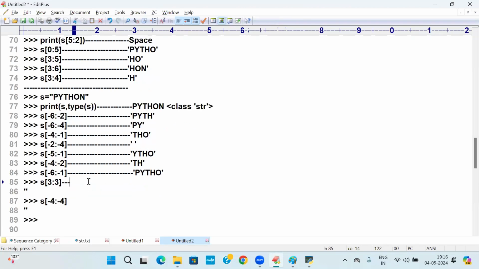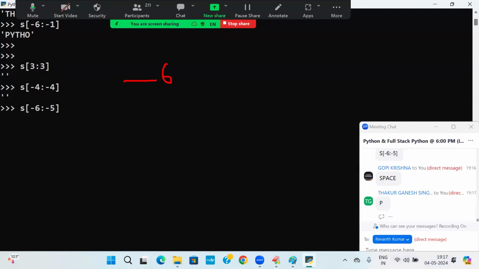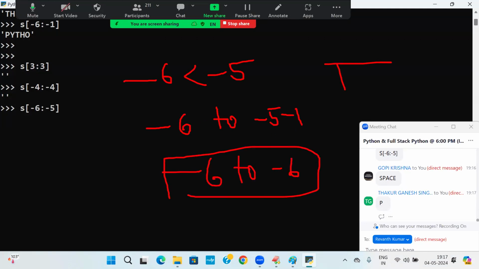So, coming back to the point. Actually, I thought I would take you on a long journey. One student is asking a question. Palagudi Venu is asking about minus 6 colon minus 5. Any question, ask, don't feel tension. Read my sentence. What is my condition? Minus 6 less than minus 5, true or false? True. True means the start is minus 6 and the end index is minus 5 minus 1, so minus 6 to minus 6. That is the minus 6th character only. What is the answer? P.